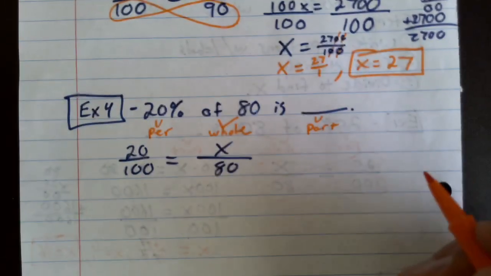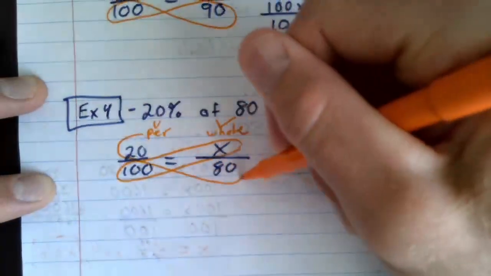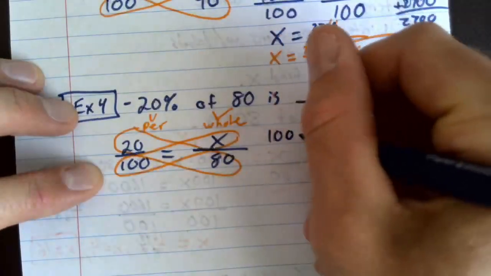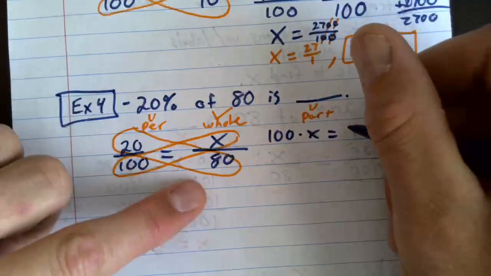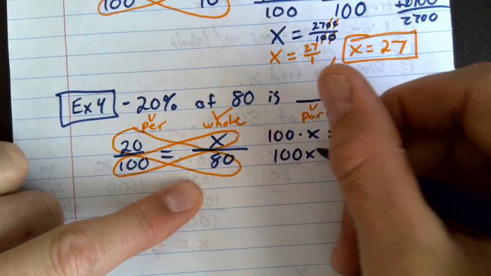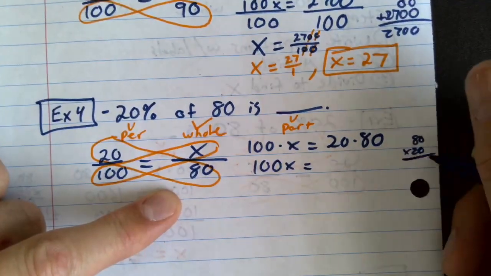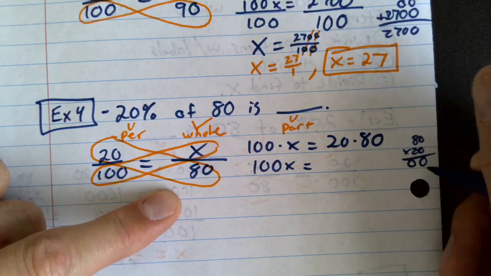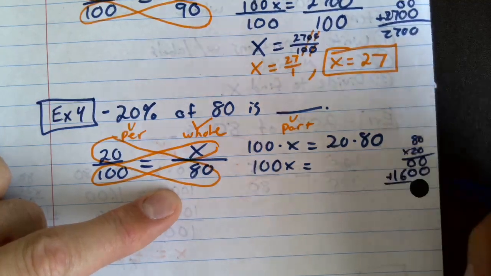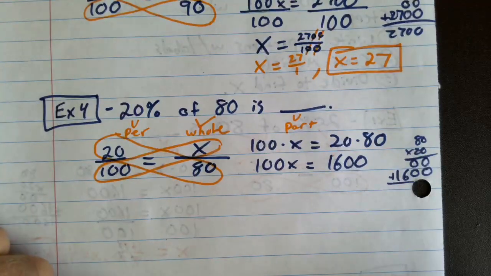All right, and step 2 says cross multiply. So go ahead and draw your X's on here, and then just multiply. So you have 100 times X equals 20 times 80. All right, so now we just multiply. We have 100x equals, and then just work out 80 times 20 off to the side. 0 times 0, 0. 0 times 8, 0, placeholder. 2 times 0, 0. And 2 times 8 is 16. So you have 1600.